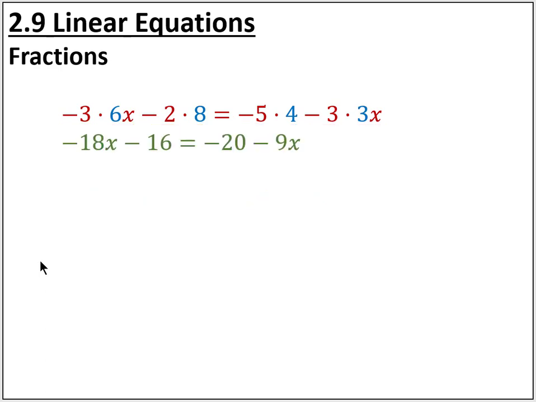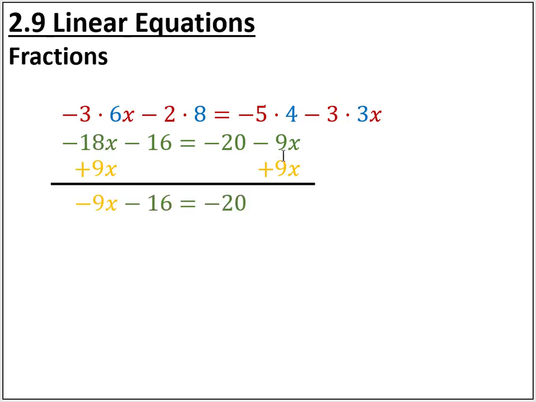So what I'm going to do first is balance the equation by having all the variables on the left side of the equal sign. So I'm going to cancel out minus 9x. So I'm going to add 9x to both sides. So when I add 9x to the left, I'm going to get negative 9x. And on the right, the 9x cancel out. Next, since I have the variable on the left side of the equal sign, I need to cancel out the minus 16. So to cancel out and balance the equation, I'm going to add 16 to both sides.